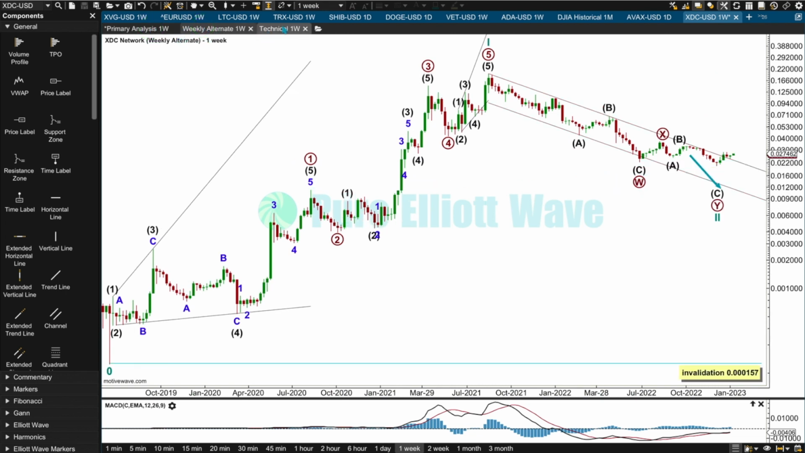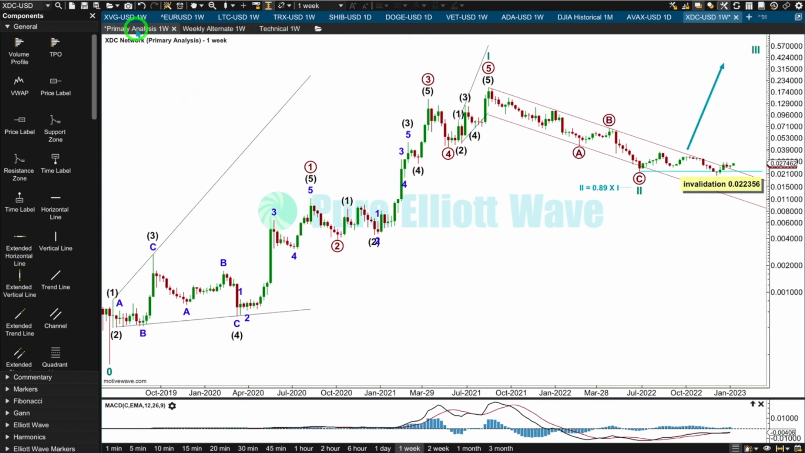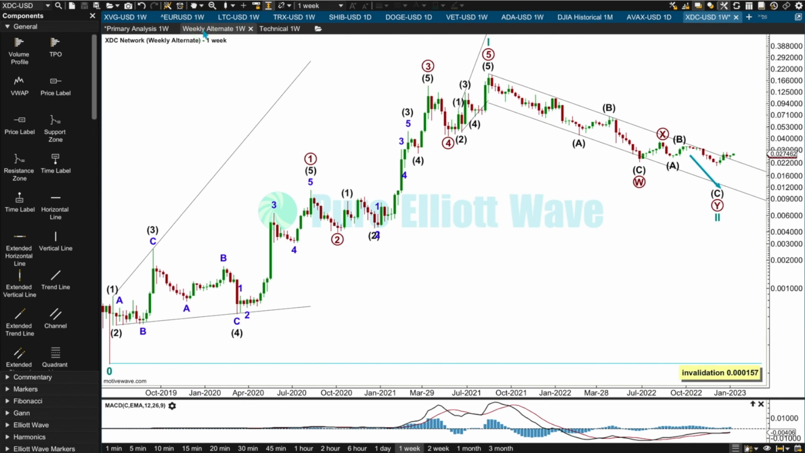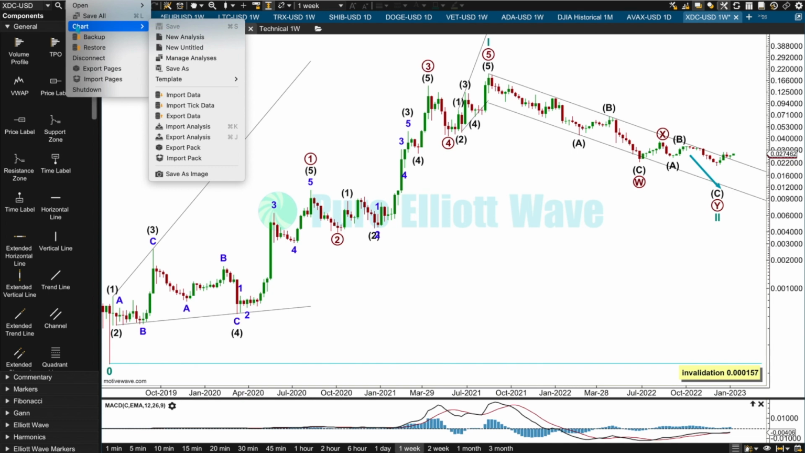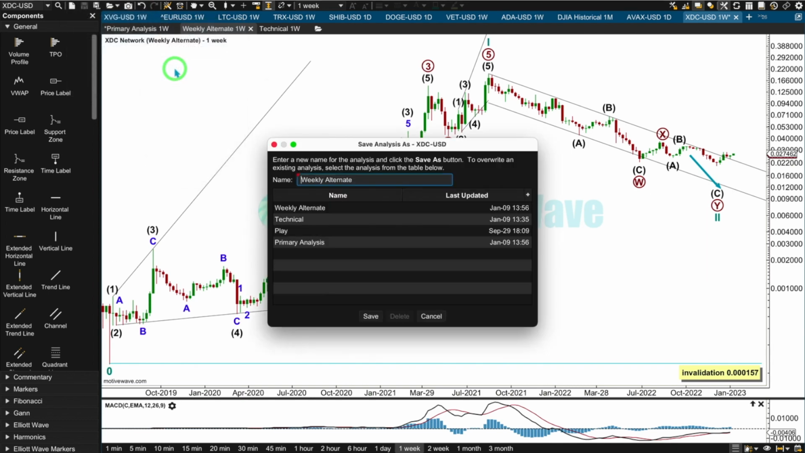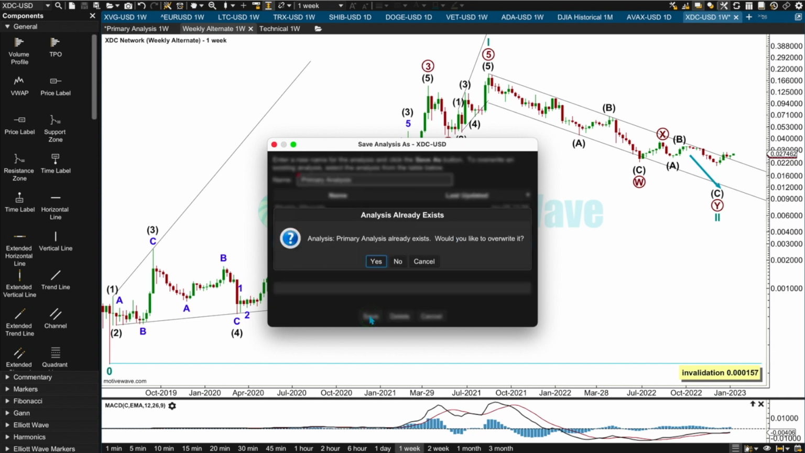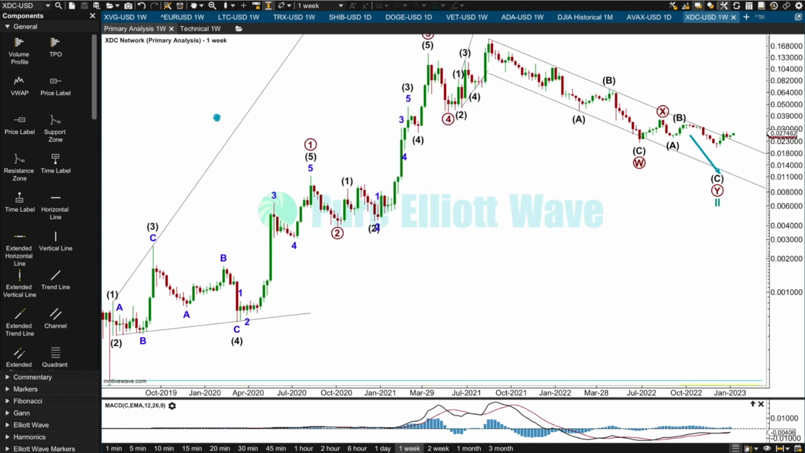So I'm going to save this. So this is the primary analysis. You can't delete the primary analysis in your wave counts for Motive Wave. So I want my weekly alternate to now be the main. So File, Chart, Save As, and I'm going to save this as primary. Save. It says primary already exists. Yes, I want to overwrite it. Okay, so this is now my primary analysis, so that's how you do that.